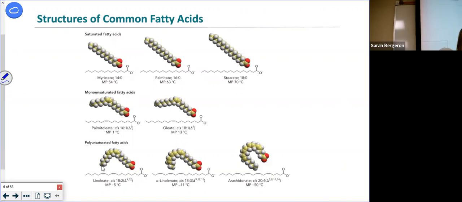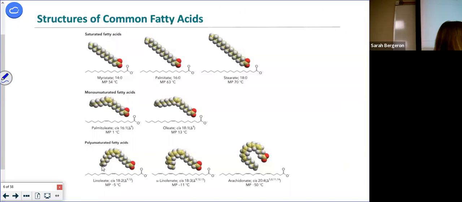Are polyunsaturated. So the more carbon-carbon double bonds you have, the less intermolecular forces you're going to have. So look at the difference in melting points, right? We have a melting point here at 54 degrees Celsius. I go to a monounsaturated and I go down to 1 degree Celsius. I go polyunsaturated, I am -5. So you have a huge difference from saturated to mono and then a smaller difference from mono to poly.